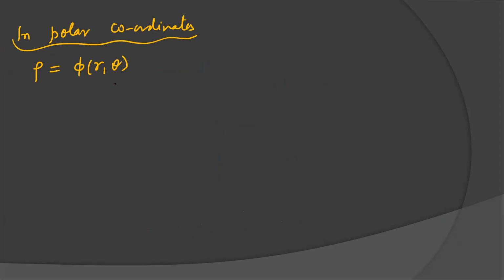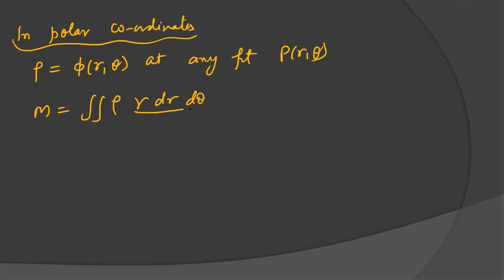In polar coordinates, because you can convert the 2 dimensional case into polar coordinates also, rho will be a function of r and theta, because you will substitute x equal to r cos theta and y equal to r sin theta. At any point P(r, theta), your mass will be rho r dr d theta, because dx dy equals r dr d theta if you change the variables.